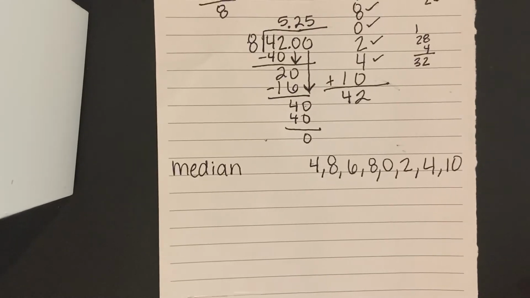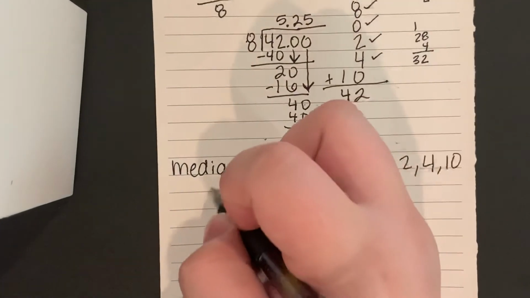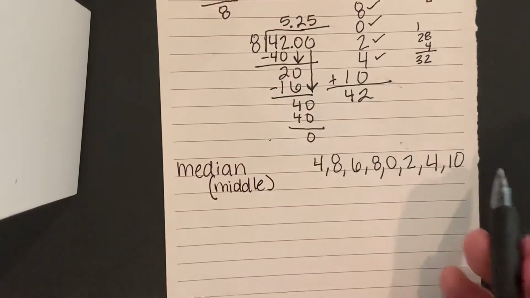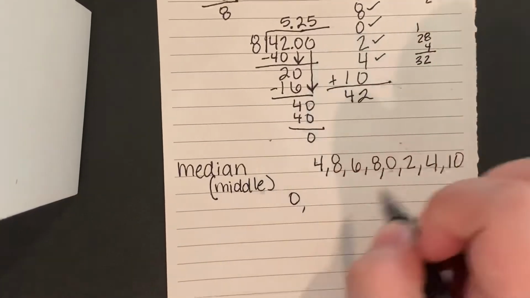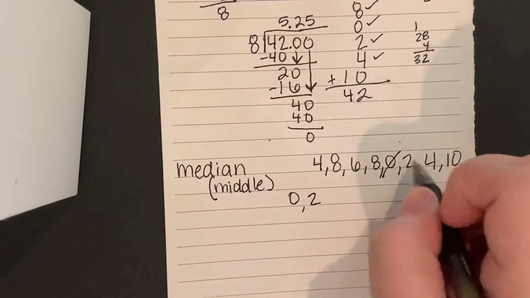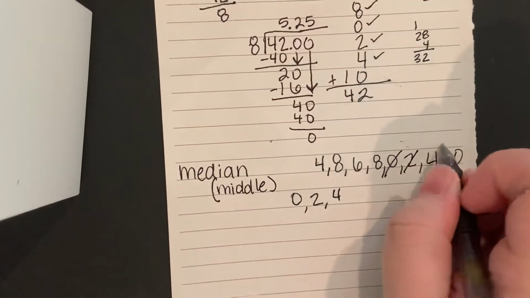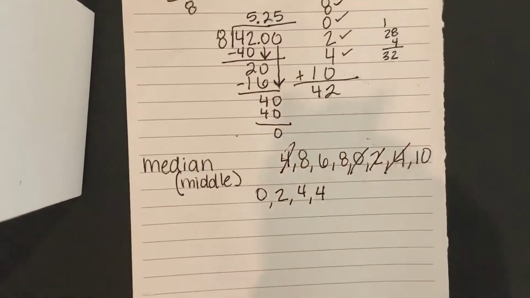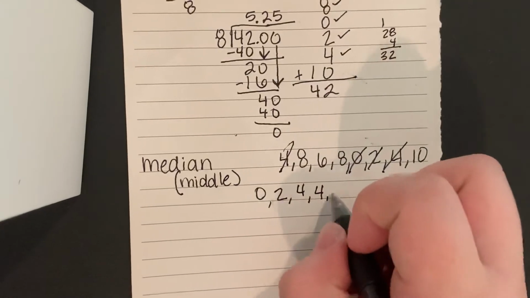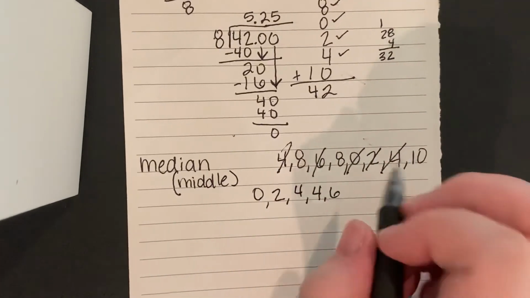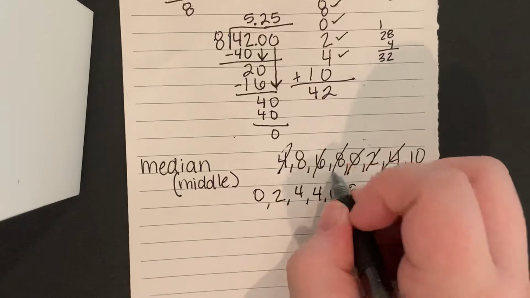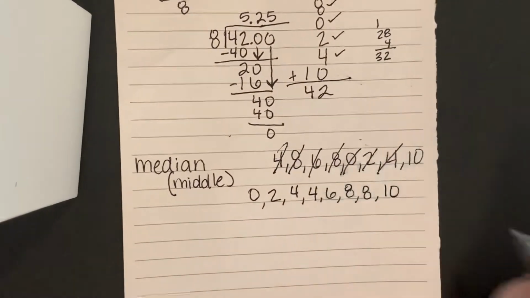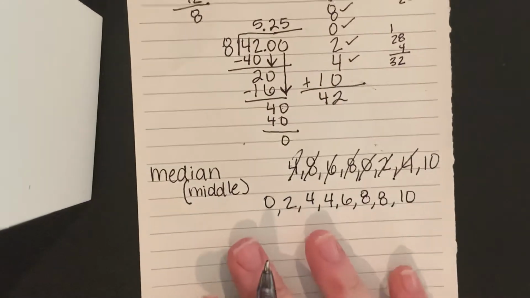Okay, so if we're looking for the median, the first step again is to order these least to greatest. So let's start with the 0. Then I see a 2, and a 4. Then I see another 4. That's why marking them off is important so that you don't leave any out. Then I've got a 6, an 8, another 8, and a 10. Lots of numbers this time.